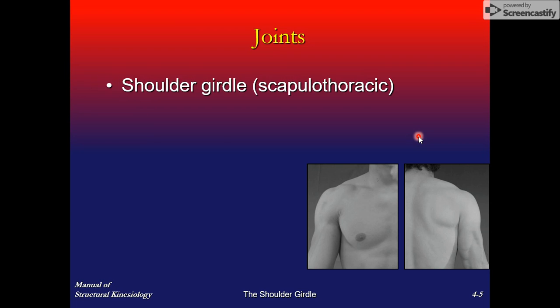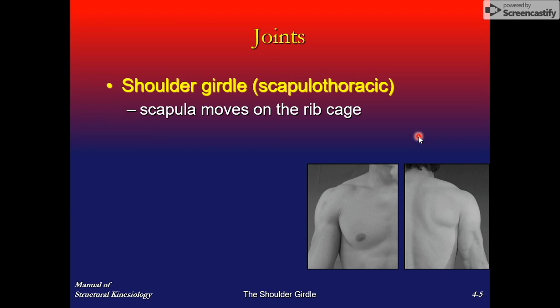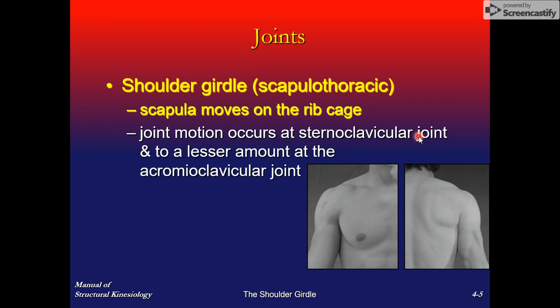Joints. The shoulder girdle contains the scapulothoracic joint. The scapula moves on the rib cage. Joint motion occurs at the sternoclavicular joint and, to a lesser amount, at the acromioclavicular joint. So here's the sternoclavicular joint right here, and to a lesser amount at the acromioclavicular joint. It's right there.